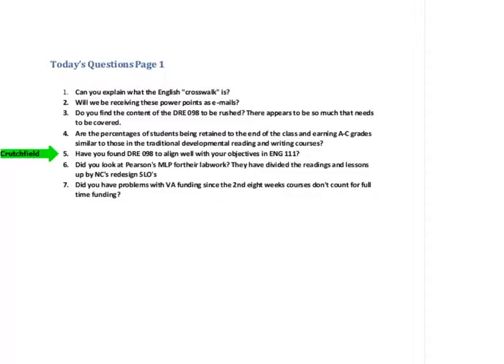But again, English 111 is different at different colleges, and so that might change depending upon the institution. KT, how have you found that your 98 objectives align with 111's? I think we will have success there. Again, like I said, it's too soon to say specifically.